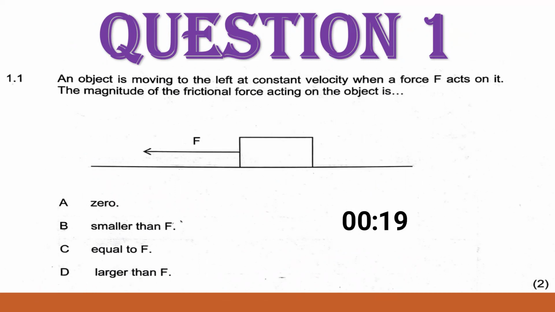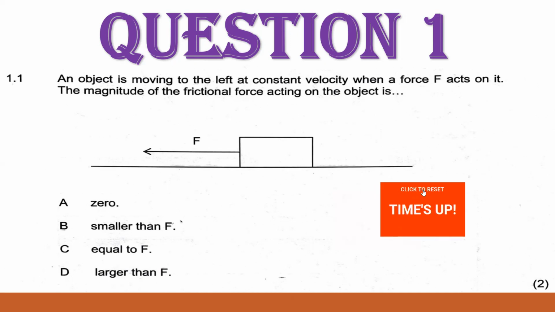An object is moving to the left at constant velocity. That point is important. Your time is getting 0 now. 3, 2, and 1. Time is up. We will continue now. But if you need extra time, please stop me and carry on.